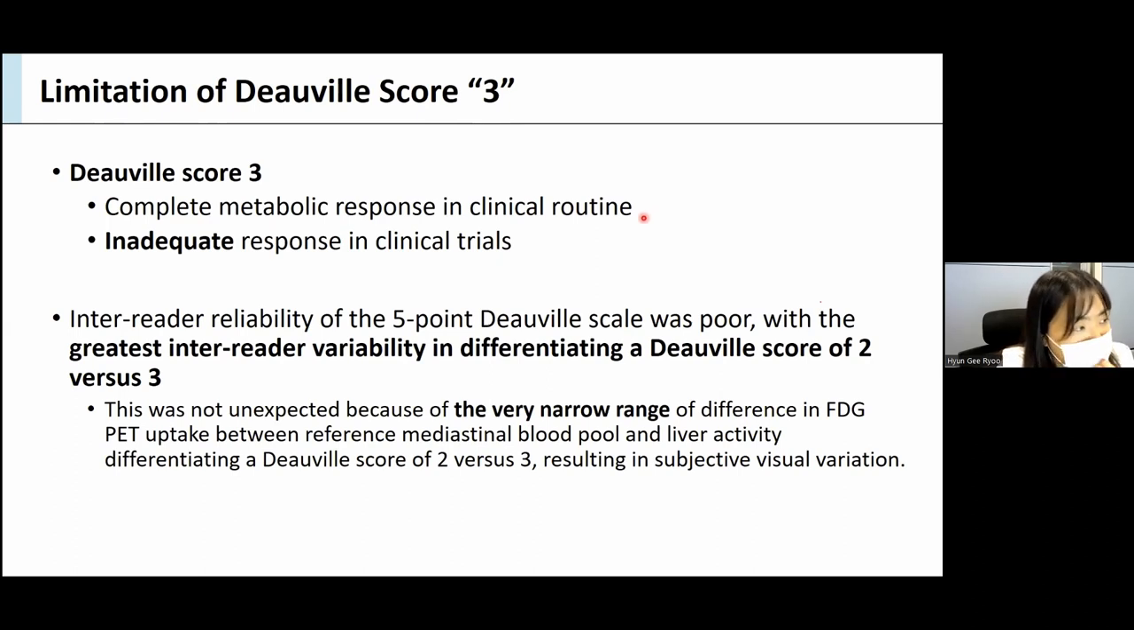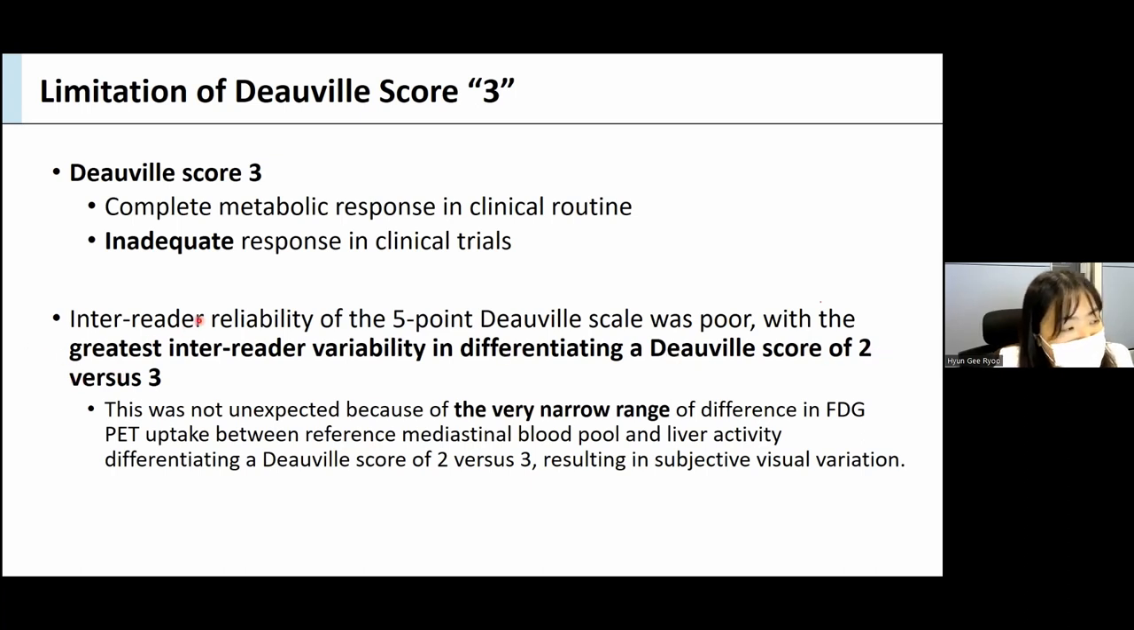In clinical routine, we usually consider Deauville score 3 as a complete response. But in some clinical trials, they say Deauville score 3 means an inadequate response. This is because the inter-reader reliability of the 5-point Deauville scale is very poor, as there is great inter-reader variability in differentiating Deauville score 2 from 3.